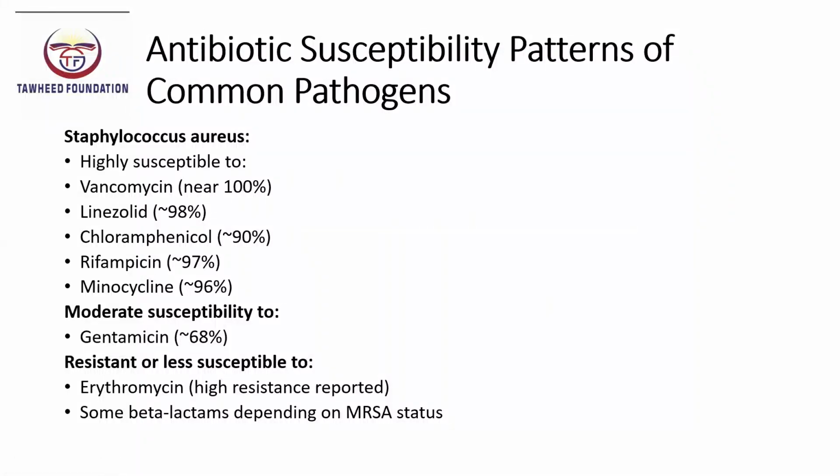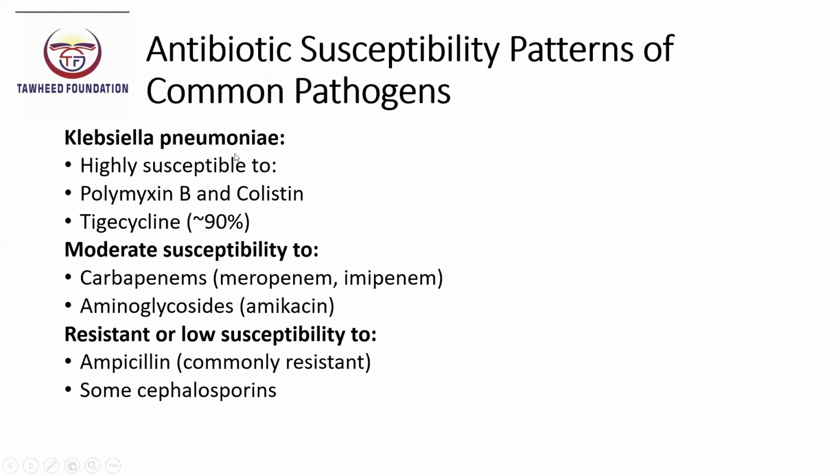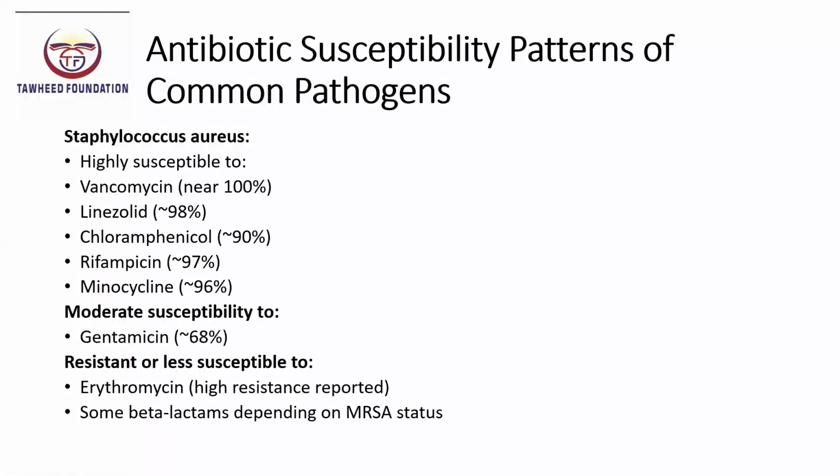Antibiotic susceptibility patterns of common pathogens. It will include S. aureus, E. coli, Pseudomonas, and Klebsiella. We'll go one by one.